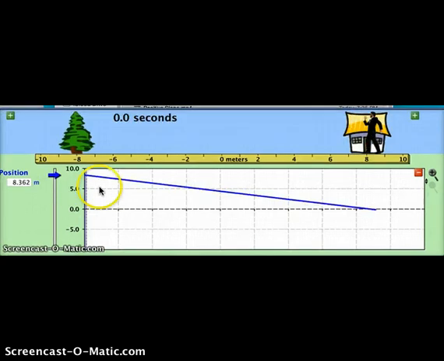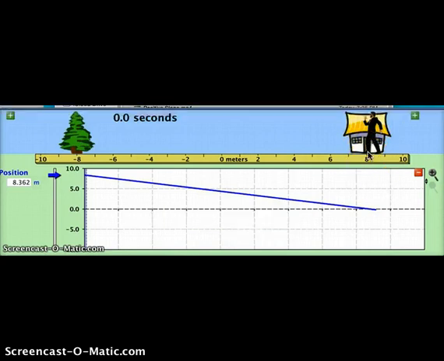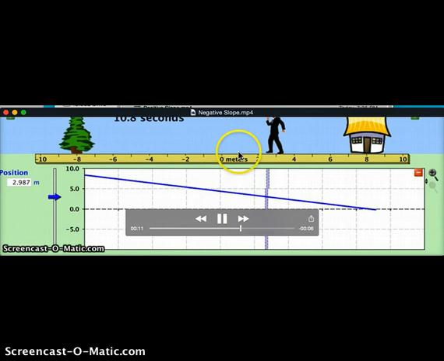Okay, so now let's see what happens when we get a negative slope. So what I notice here is we have a negative slope, and let's find out what that means. It looks like in this situation, this time he's going to start at the house and have some motion that's going to cause it to go back to 0. So let's see what happens. Okay, it looks like he is moving towards 0, or he's going back to the beginning. Okay, so to make a negative slope, he's going to go towards the beginning.